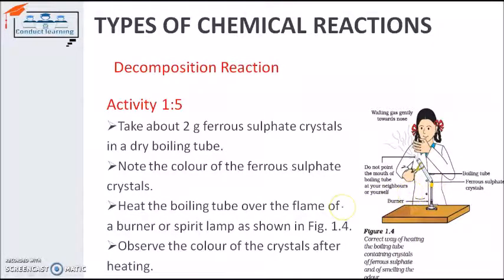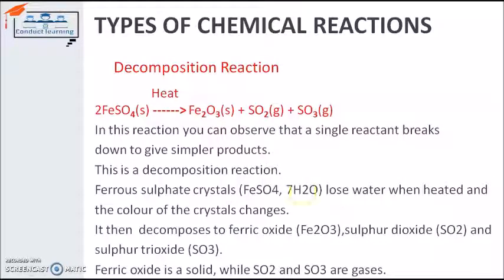On a flame, when the ferrous sulfate starts getting heated, we will observe its color, and we will find that the color changes. Previously the color was green; now the color has changed after the reaction has happened. This reaction is defined as a decomposition reaction, because the ferrous sulfate is decomposed into different products. The chemical equation for that reaction is presented there.